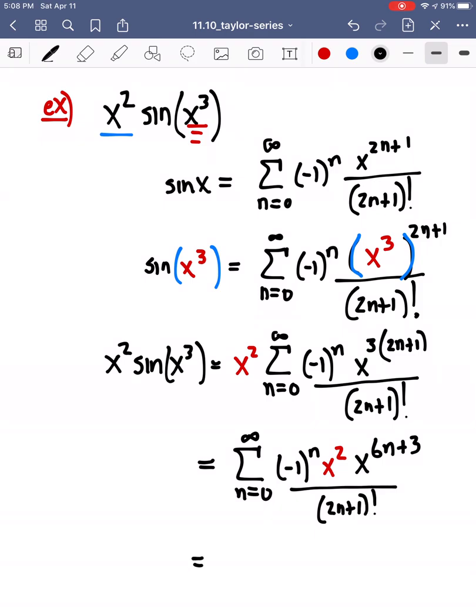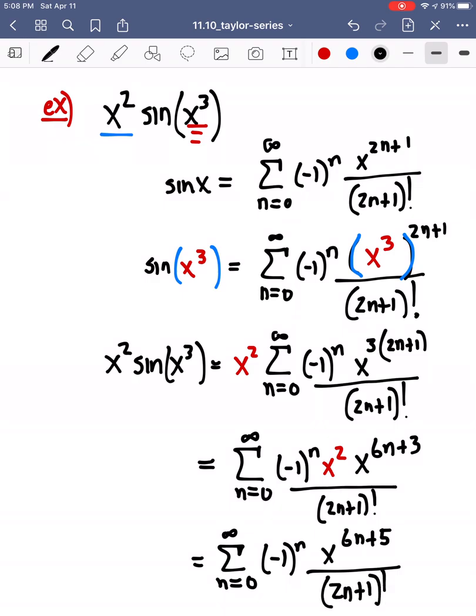And finally, since we have the product of x squared and x to the 6n plus 3, those have the same base, so we can add their powers together. So the last algebraic manipulation we could do, we have -1 to the power of n times an x to the 6n plus 5, all over 2n plus 1 factorial. And that is a Taylor series for the function x squared times sine of x cubed.